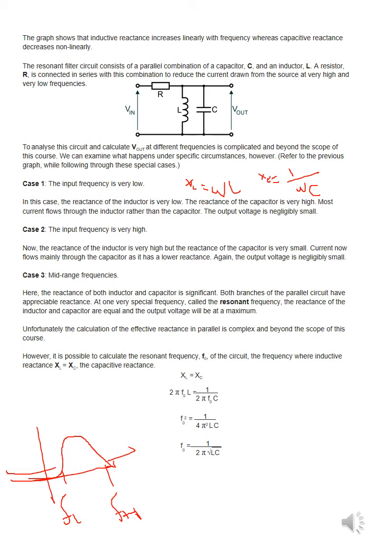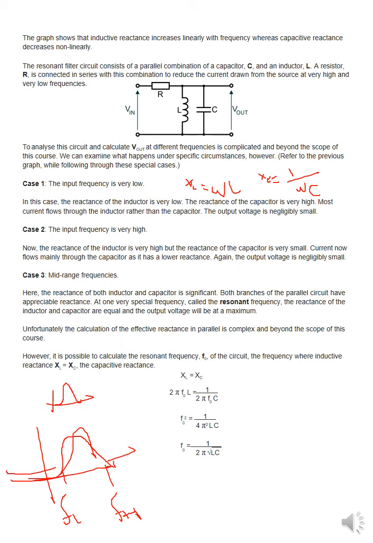Okay, so it will become high for this certain range of frequencies, and then as the high frequency comes, it will start decreasing also. Now the mid range of frequencies, which I explained, is this one. Here the reactance of both inductor and capacitor is significant, meaning it's not too high, not too low. Both branches of the parallel circuit have appreciable reactance at one very special frequency called the resonance frequency. The reactances of the inductor and capacitor are equal, and the output voltage will be maximum.